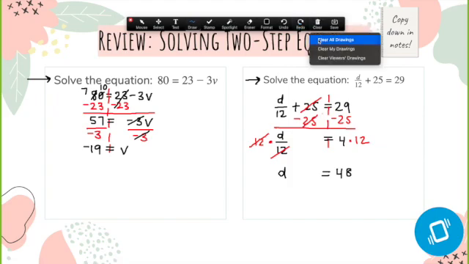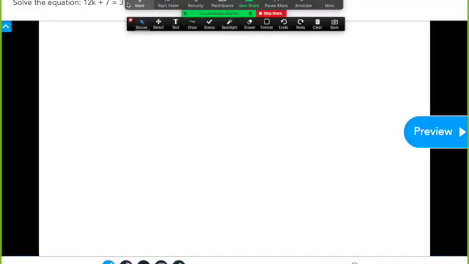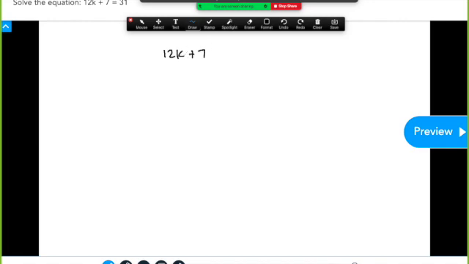Now let me clear this, and let's do a little bit of review first. So the question is asking us to solve the equation 12k plus 7 equaling 31. I'll give you a few minutes to work on this on your own. Alright, so what we're going to do first is write down the equation we have here. We have 12k plus 7 equals 31.